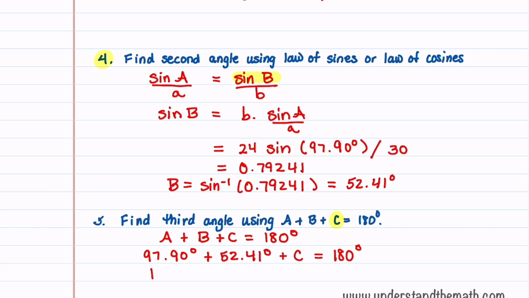This gives 150.31 degrees plus C is equal to 180 degrees. When we subtract 150.31 from 180, we get that our angle C is 29.69 degrees. You should now be able to apply these 5 steps to solve any side angle side or any side side side triangle.